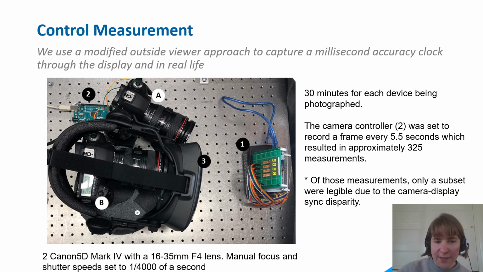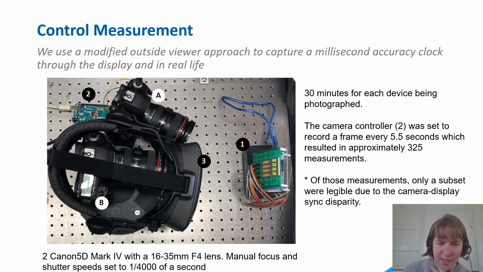The cameras are synchronized through another Arduino, and we capture a frame every 5.5 seconds. We have that going for 30 minutes. With each device, we capture approximately 325 measurements. Of course, only a subset are legible because we synchronize the cameras, but the cameras are maybe not synchronized with the display of the HMD. So sometimes we just catch the black frame of the HMD.